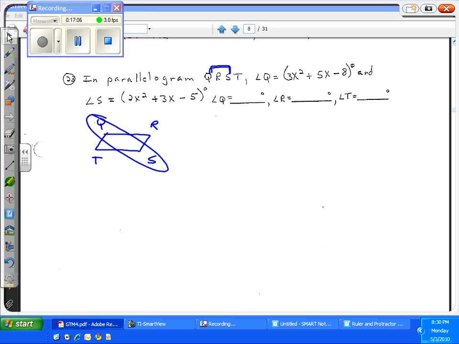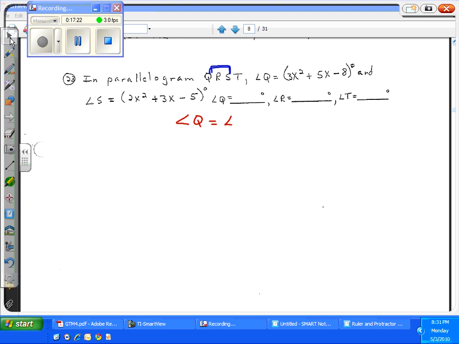But we do know that they're opposites, and we know that opposite angles of a parallelogram are equal. And so we can set them equal to each other. Angle Q is equal to angle S. Therefore, the measure of angle Q, 3x squared plus 5x minus 8 degrees, is equal to the measure of angle S, which is 2x squared plus 3x minus 5 degrees.